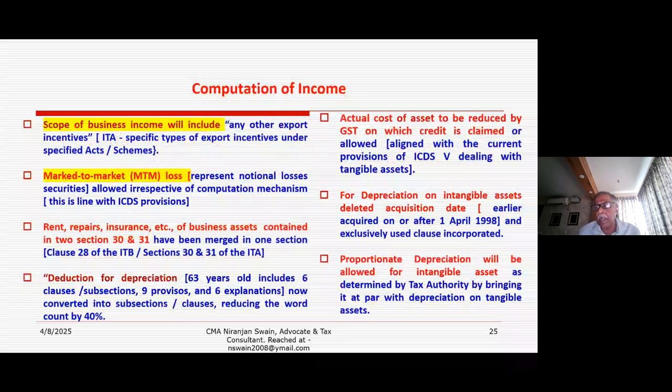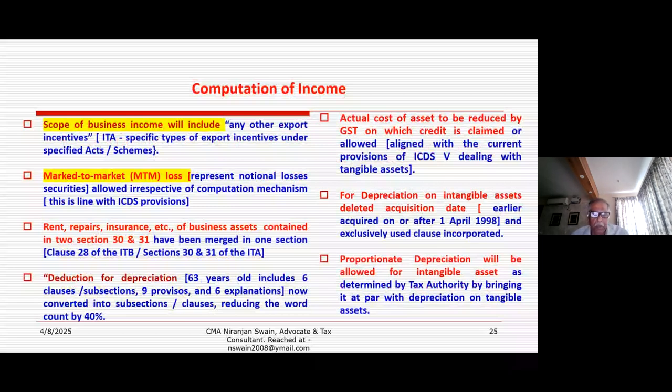Previously we had two sections: repair and maintenance of buildings, and repair and maintenance of plant and machinery and furniture. They combined them. So repair, maintenance and insurance of a business asset will be treated as allowable under one section. They made it clause 28, and clause 28 subsequently becomes the section.